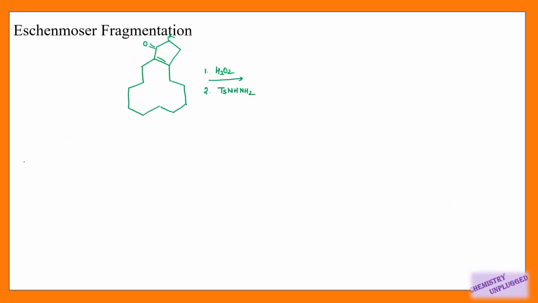Then we will take the Eschenmoser fragmentation reaction. First we use H2O2 here, then we use tosyl hydrazine. H2O2 will first epoxidize this double bond, then the hydrazine will form a hydrazone with this ketone group. The next step is that this nitrogen, having a lone pair of electrons, will provide electrons to this nitrogen-nitrogen bond, right? Then this double bond will shift here and this bond will break. This epoxide ring is already very strained in nature, so it will break.